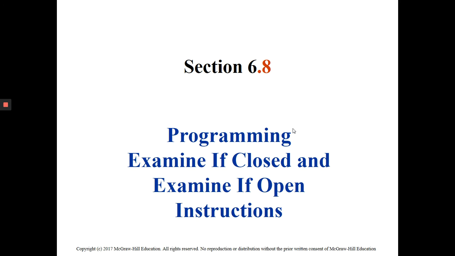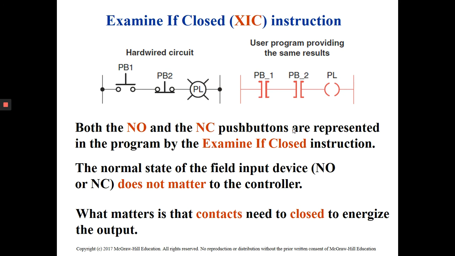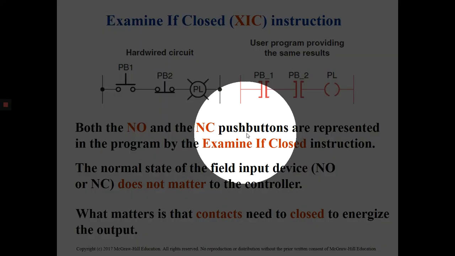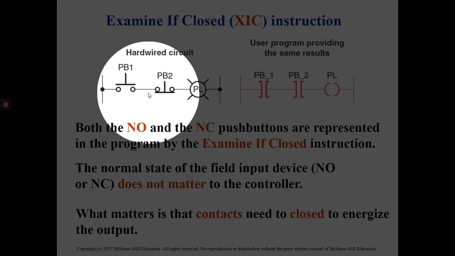Then we talk about the programming, examine if closed and examine if open instruction, and when we can use examine if closed and when we can use examine if open. Previously we already talked about these two types of instruction, in addition to the output energize instruction or relay. Now we just highlight when we can use each. The selection of the type of instruction does not depend on the status of the input device or physical hardware circuit.